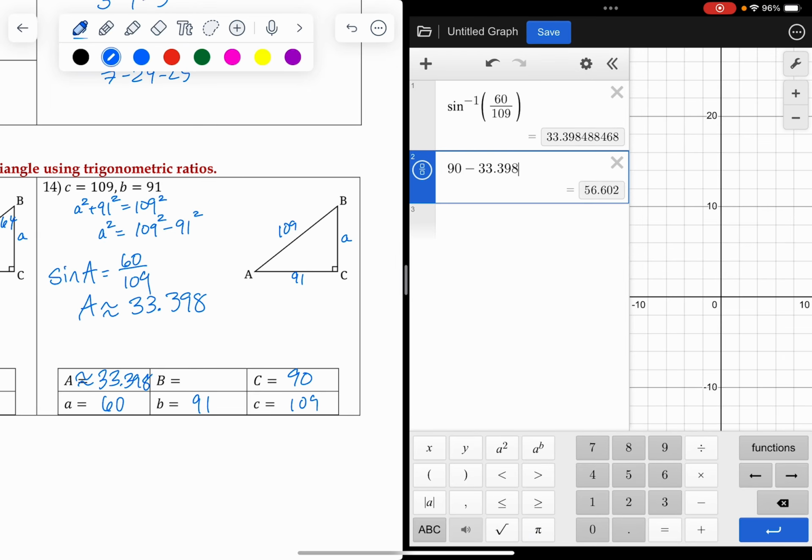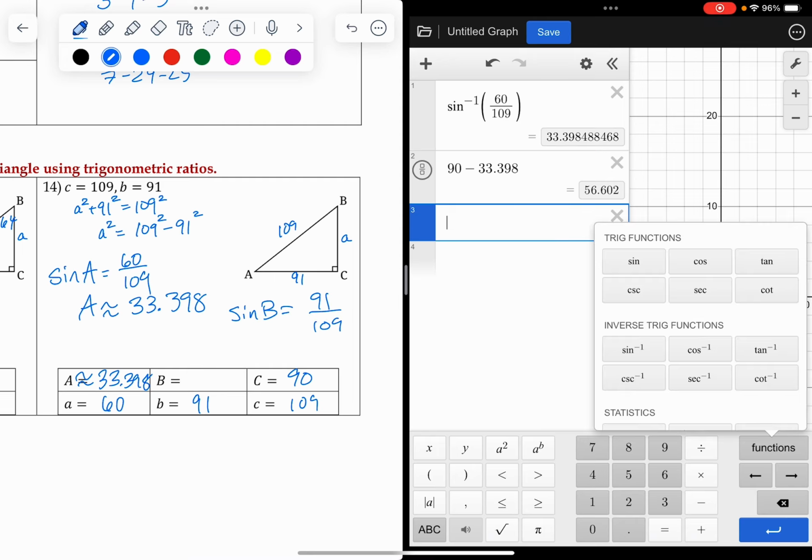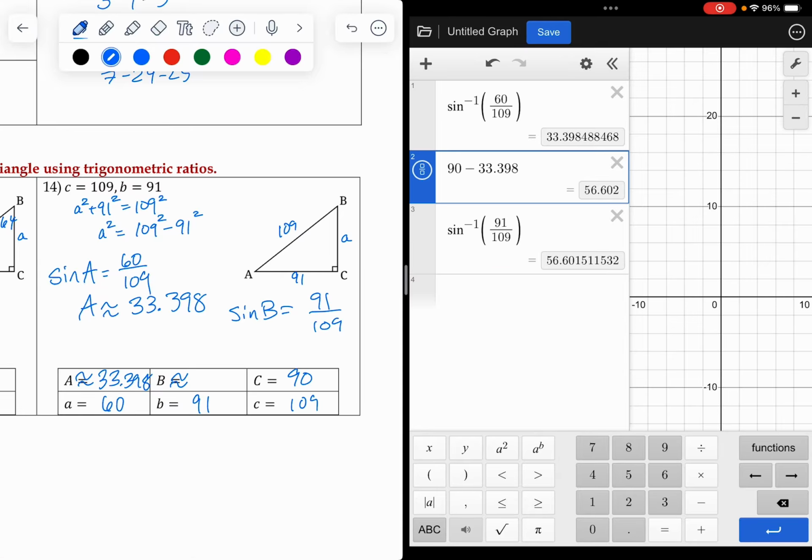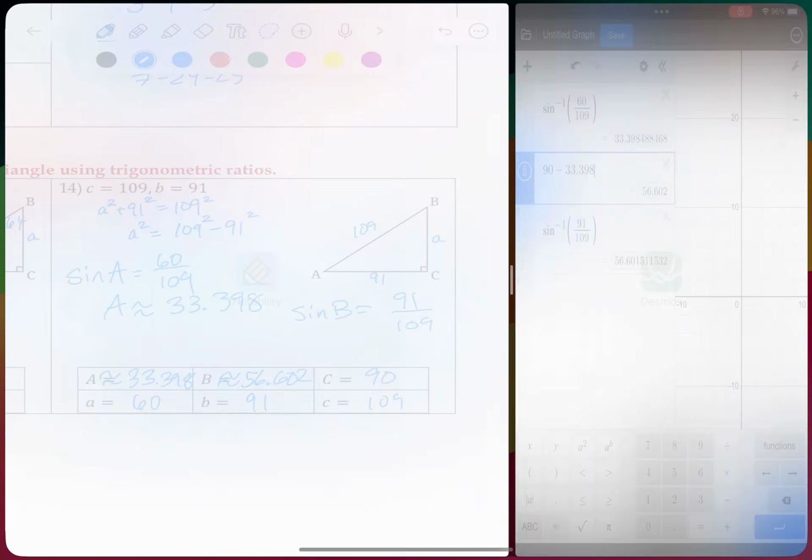Let's also practice. If I want angle B, sine of B would be equal to 91 over 109. So let's see if that matches. It better. If not, I don't know what to tell you. 91 over 109, and look, there they are. They round to the same. They're a little off in the decimals, depending on how many decimals you have, but I rounded here. So what did we say this was? 56.602. Very nice.